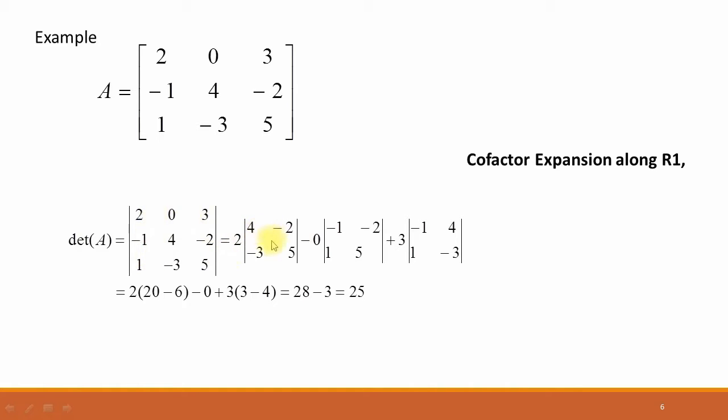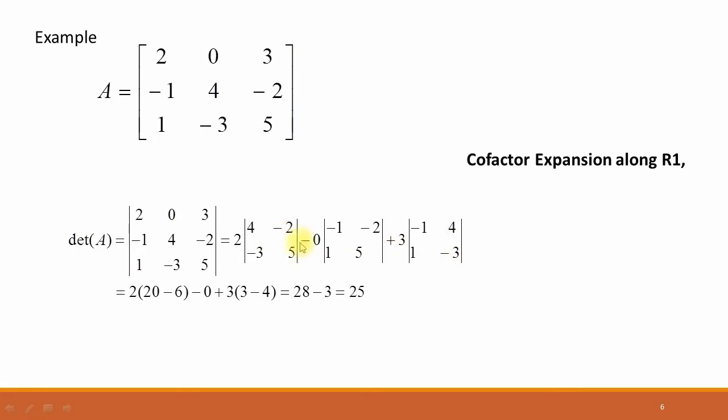We have the minor matrix 4, minus 2 and minus 3, 5. Now the second entry of the first row is 0. Delete the first row and second column. We have the minor matrix minus 1, minus 2 and 1, 5. Now the third entry of the first row is 3. So delete the first row and third column. We have the minor matrix minus 1, 4 and 1, 3.